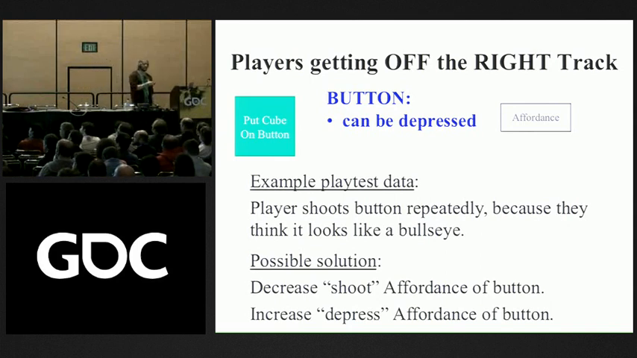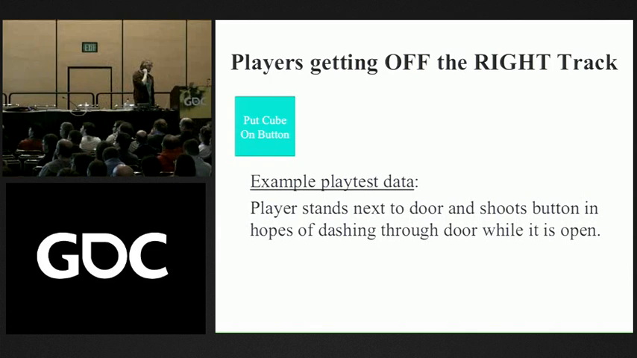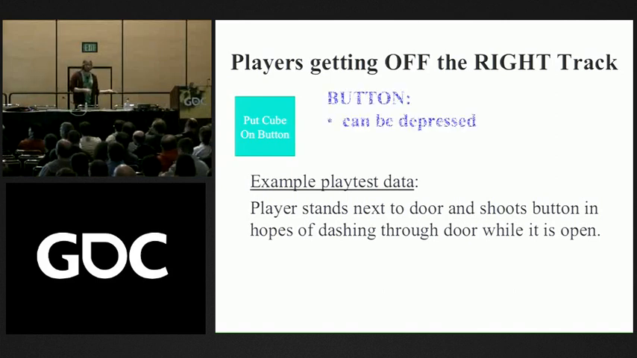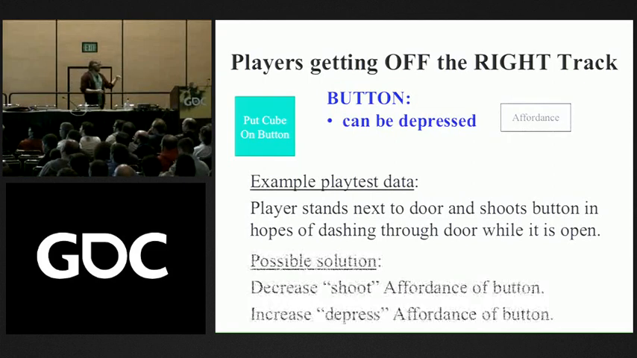Here's a very slight variation on this example. Suppose that what the player is doing is standing next to the door that's going to open and shooting the button in hopes that the button's going to cause the door to open, and they're going to jump through in that split second the door is open. This is very slightly different because, sure, the player's not on the right track, and so you can do all that stuff we just said to help them be on the right track. Anytime the player is doing anything other than being on the right track, pointing them back to the right track is always helpful.